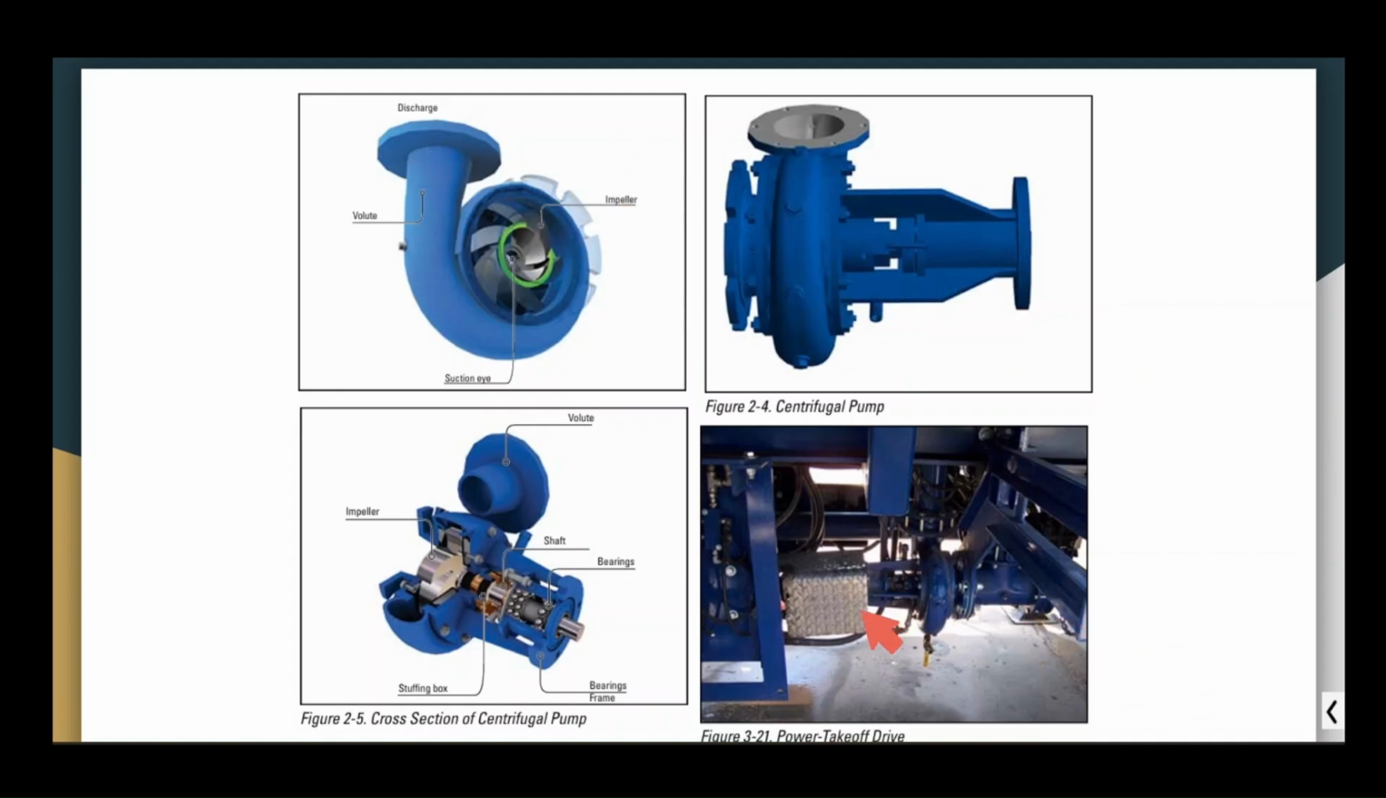This is an example of our centrifugal pump attached to the cement unit. So: power takeoff, drive shaft. These are the basic elements: impeller, volute, shaft, bearings. Bearings maintain the shaft, bearing frame, and the stuffing box. There's a node with sealing O-rings to prevent leakage of fluid.